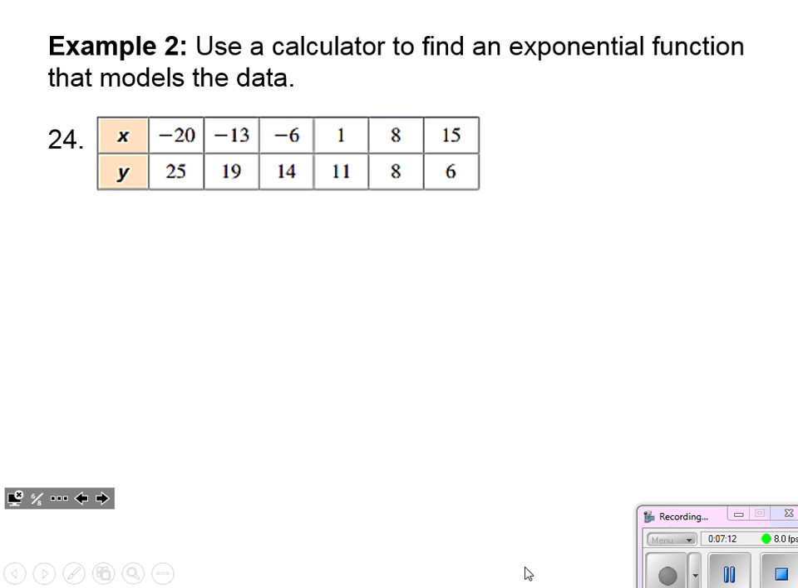Okay, example 2, use a calculator to find an exponential function. Let me pull up the calculator for you. Now they do say exponential, so we don't have to go through and plot these points and see what type of function they model.